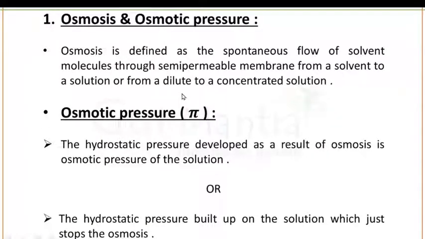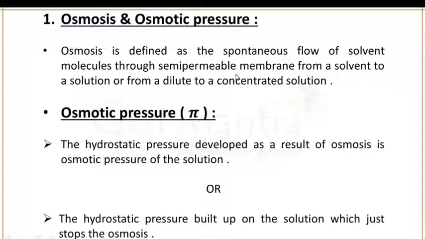So first of all, to study osmotic pressure, let us understand osmosis, the process of osmosis. The process of osmosis is defined as the spontaneous flow of solvent molecules through a semi-permeable membrane. The very important point is that osmosis is a process that requires a semi-permeable membrane, and in this process there is a spontaneous flow of the solvent molecules from a dilute solution to the concentrated solution.